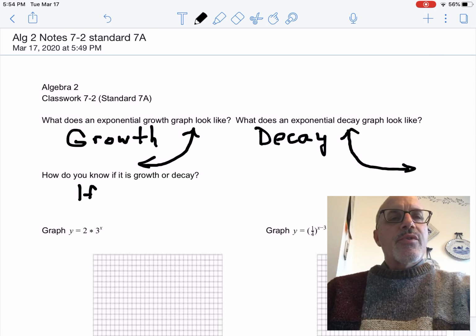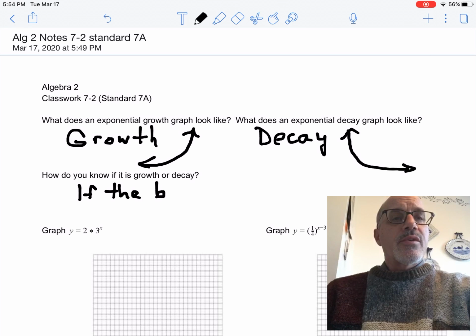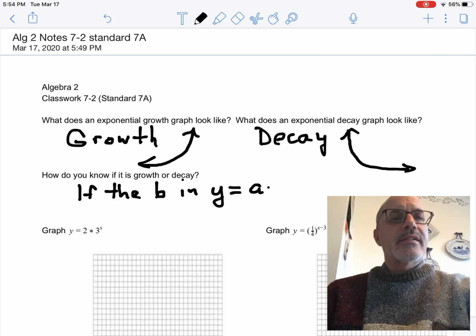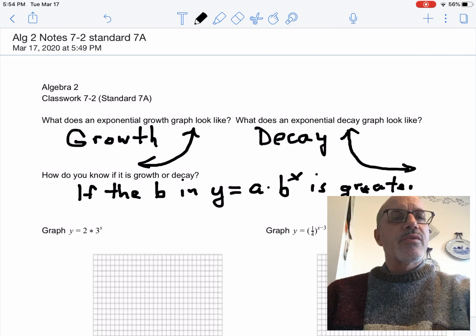How do we know whether it's growth or decay? Depends on the actual formula. So when you look at the formula, which is y equals a times b to the x, what you have to look for is that the exponent x is the variable, but it's a and b that you're going to use to determine whether it's growth or decay. A is the initial value, but when b is greater than 1, then it's a growth problem.